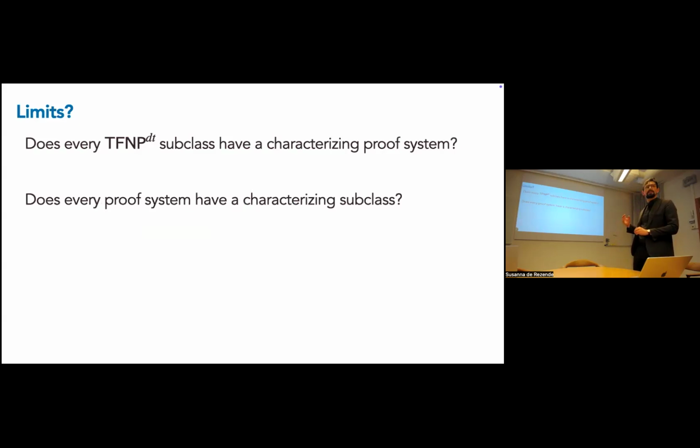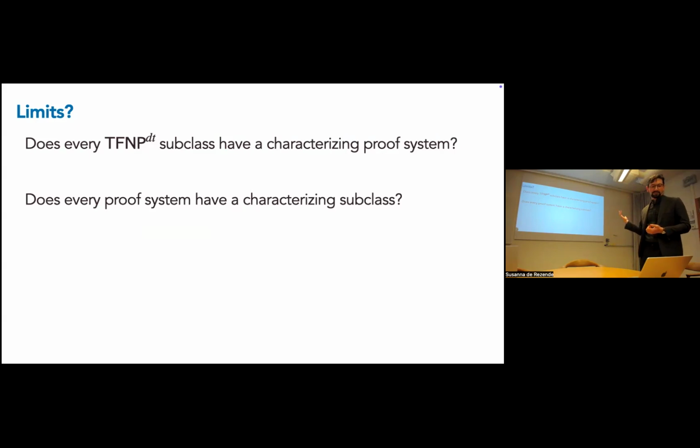We have all these TFNP classes. We have characterizations of some of them. You could ask, can we sort of mechanize these characterizations? Is there a black box way of, given a TFNP class, producing a proof system in some way that I don't need to think about? All of the proofs so far have been very ad hoc. Is there just a machine I can throw at it and it produces the proof system?